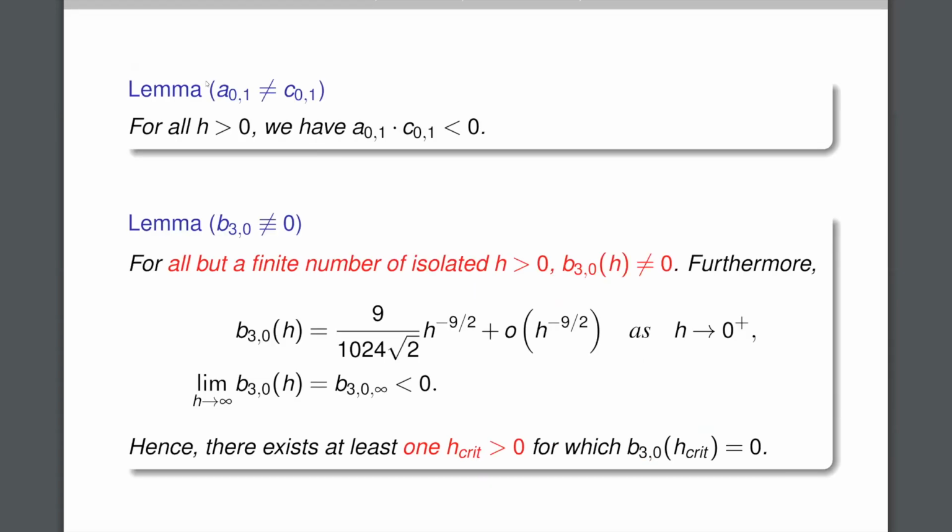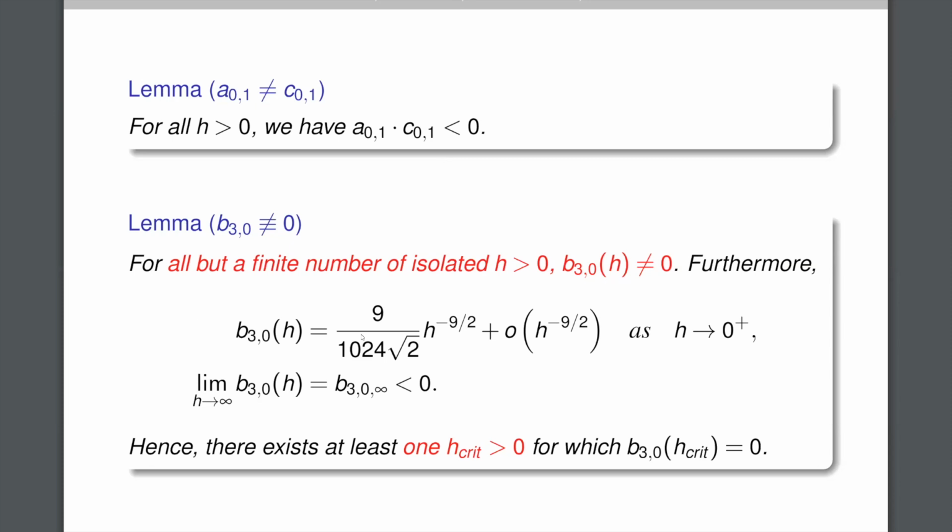And so the first fact, that A01 is not equal to C01, is pretty easy to check. We have explicit expressions for what A01 is and what C01 is. And from those explicit expressions, you can show right away that they have opposite signs. So they can't be equal to each other. So that takes care of the first condition we need.